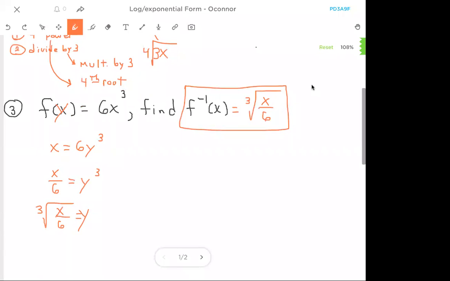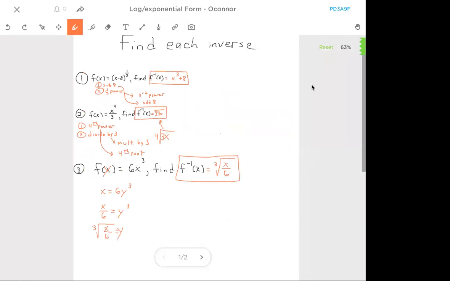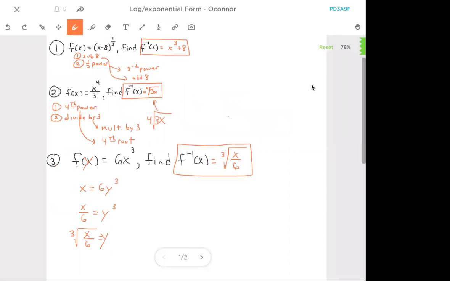Or thinking that through, if I plug the number into here, I would cube it and then multiply by 6. So to undo that, I would divide by 6 and then take the cube root. All right, any questions on the first slide before I go to the next one?